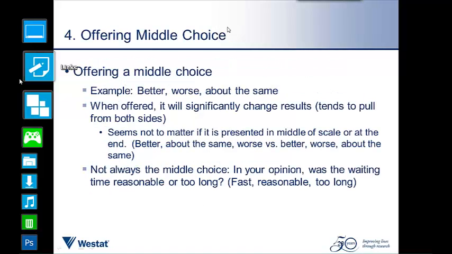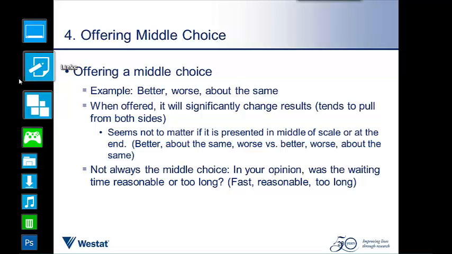We also like to think about whether a middle choice should be offered in the question. And an example might be a question that's asking, is something better or worse? And do you offer the response option of about the same? So what the research finds is that when the middle option is offered, again, just like the don't know response, it will significantly change your results. And it actually tends to pull from both sides rather than pulling from the people who actually don't have an opinion at all.